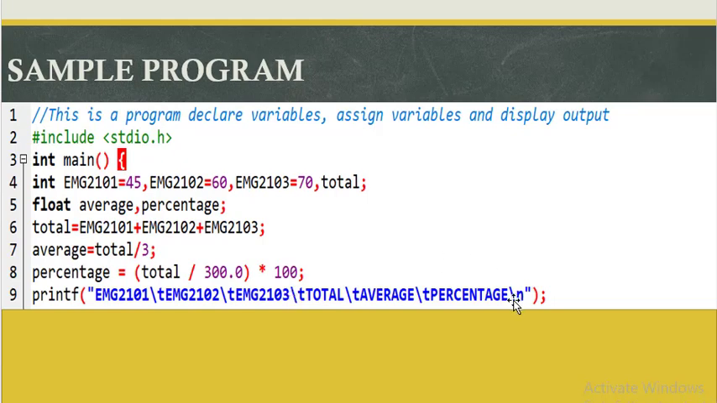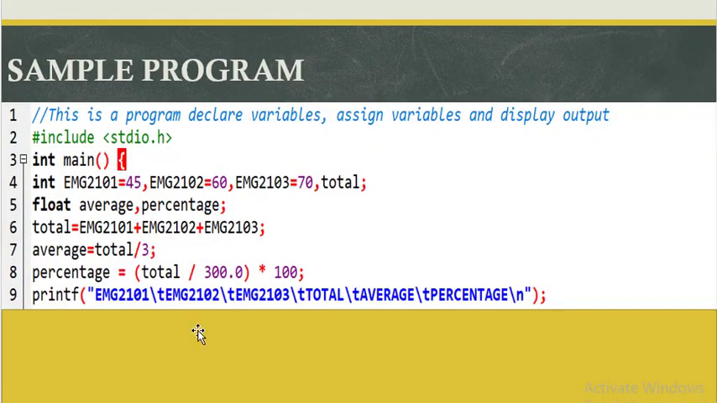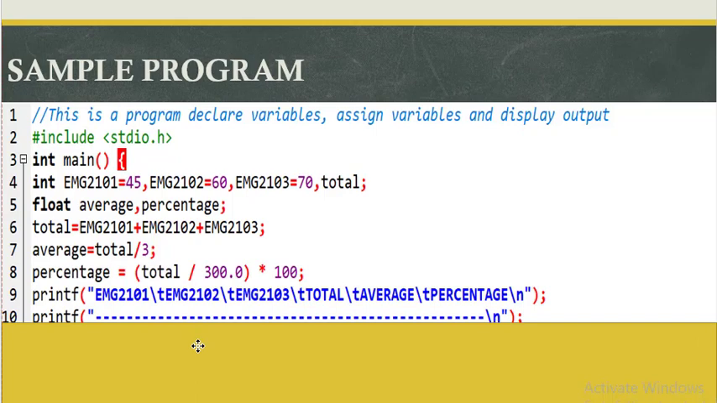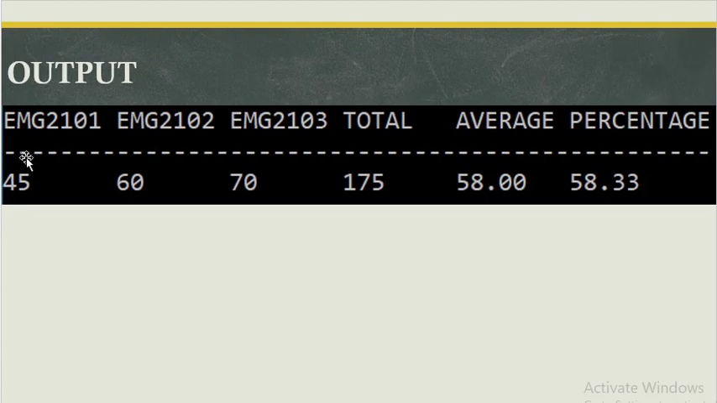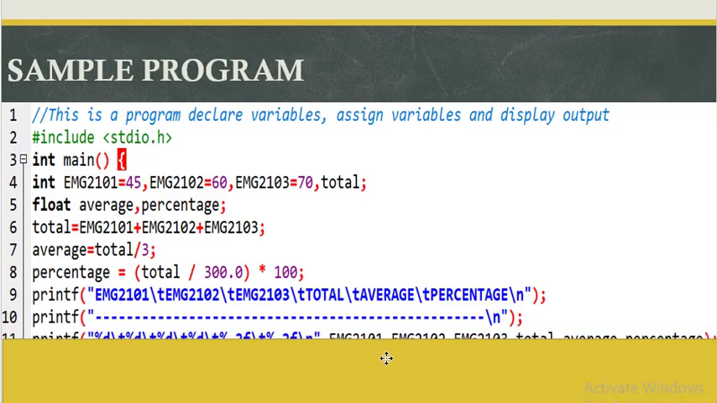And then I have a \n, which is a new line escape sequence, which says that everything after the word percentage should begin on a new line. And you can see after percentage, everything began on a new line. The next thing, we are going to have a printf statement on our line 10, which is just a separator. We can achieve that by putting some dashes, and then a \n, which simply says that everything else should start on a new line.